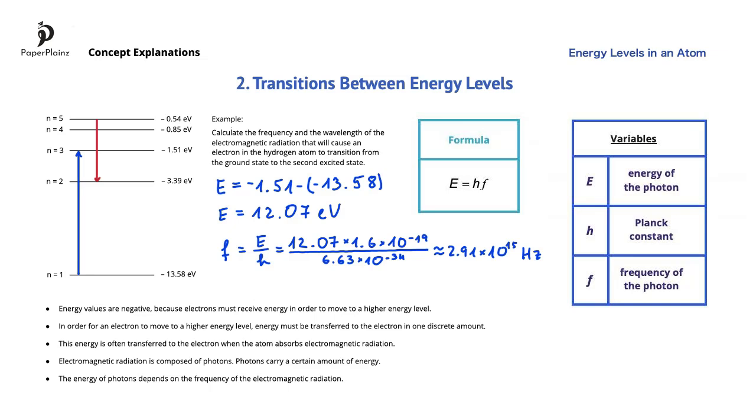Based on its frequency, we can of course calculate the wavelength of the electromagnetic radiation. We just need to use the wave speed equation, which, after rearranging, gives us that lambda is equal to c over f. I'm using c for the speed of electromagnetic radiation, so the speed of light in vacuum. Substituting, we get 3 times 10 to the power of 8 divided by 2.91 times 10 to the power of 15. Carrying out the calculation, we get approximately 1.03 times 10 to the power of negative 7 meter, which can also be written as 103 nanometers. With this example, we have completed our video about energy levels in an atom.